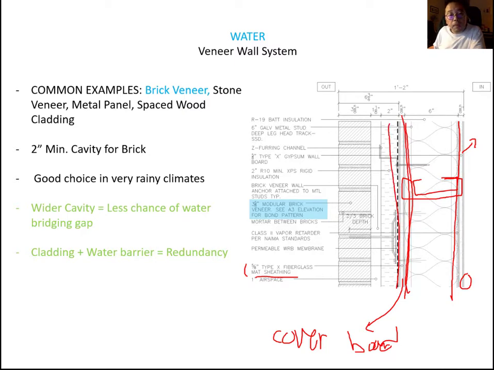Remember that the veneer system is thin, so most of the water is still stopped at the surface, but lots of water can penetrate into the assemblage. That's why you have to protect against water from the exterior. So over the cover board, you need a waterproofing membrane here. This is a waterproofing line.